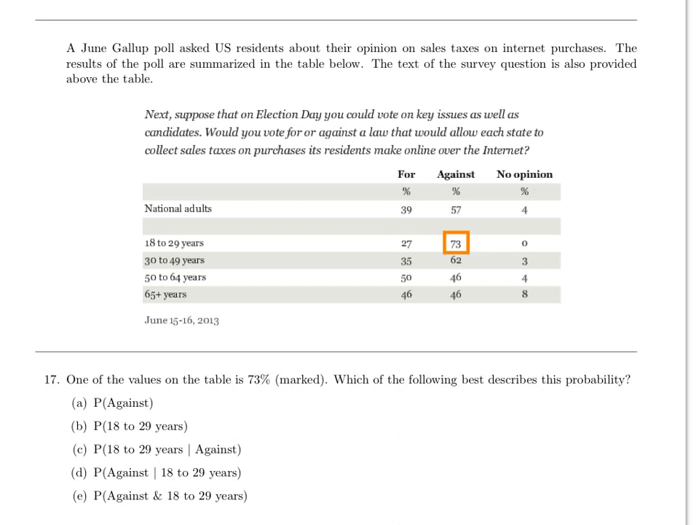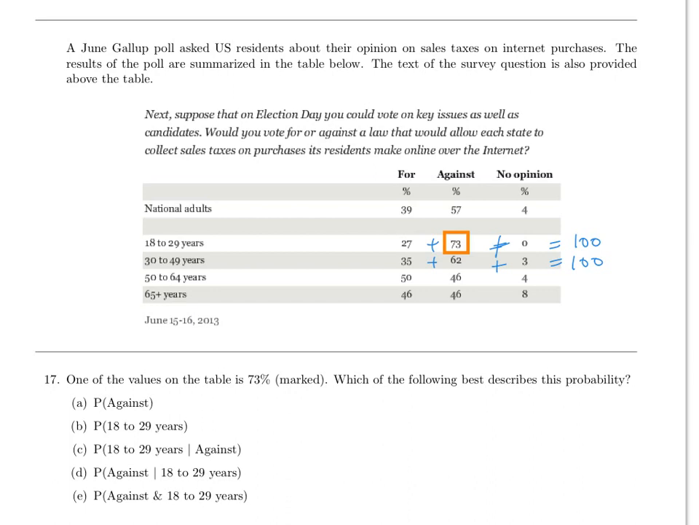Oh, D? D. D? How do I know? Yeah? I just look for what adds up to 100. Exactly. So the 27 and 73 add up to 100, which is the 18 to 29 row. If you do this, you'll see that across the rows we add up to 100.